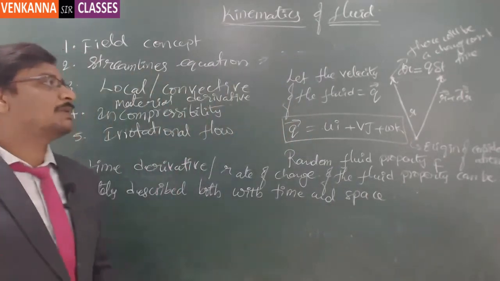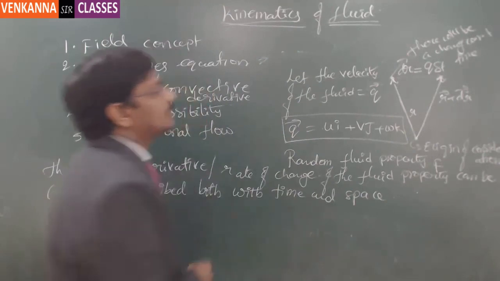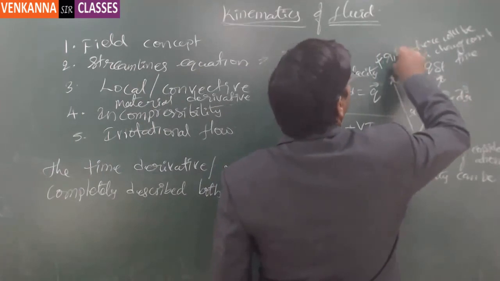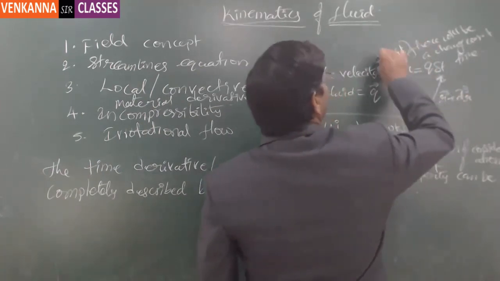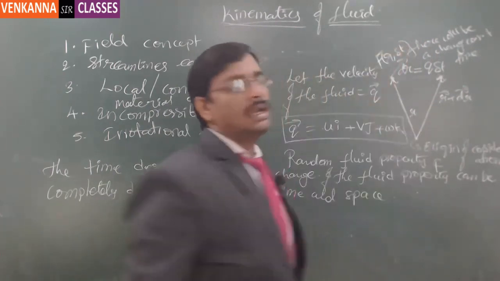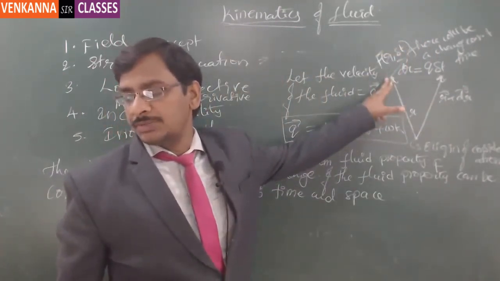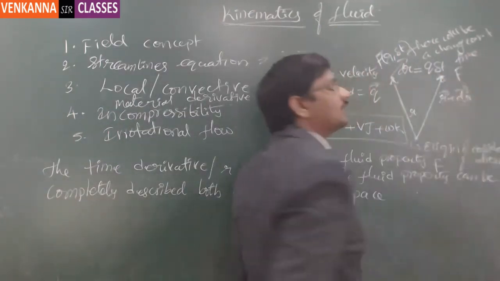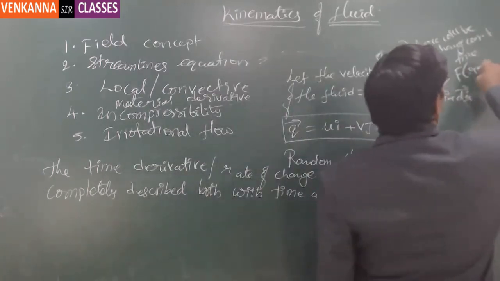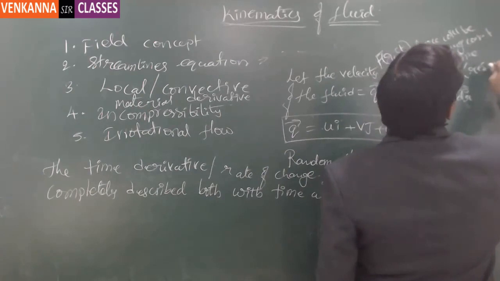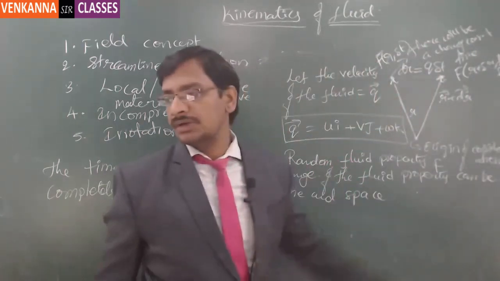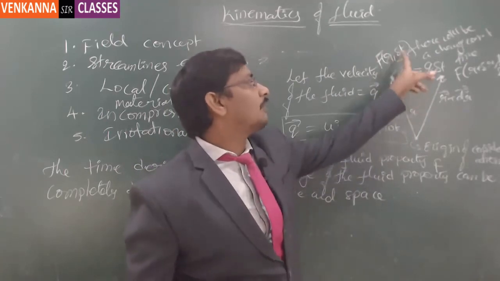Both with time and space. Now, if you consider that, let us say initially the fluid property at this point is f of r comma t, the initial fluid property at the position of the initial condition. Now after a certain time, this has moved to a different location, so the function is going to change to f of r plus delta r and t plus delta t. So this is the new function. Got it or not?